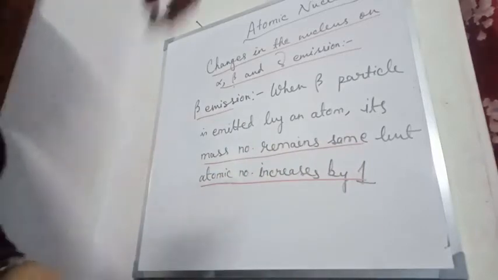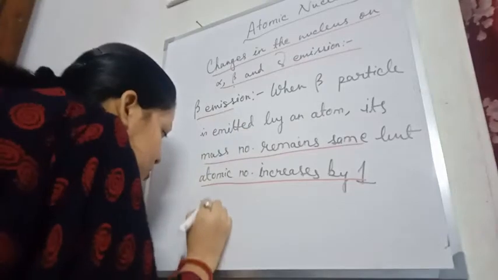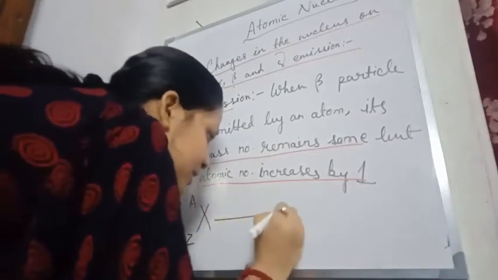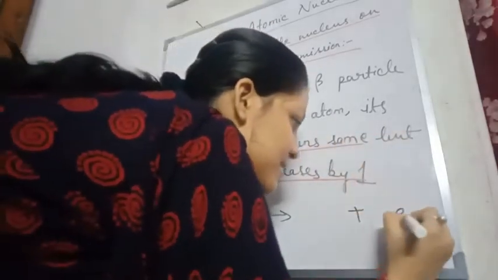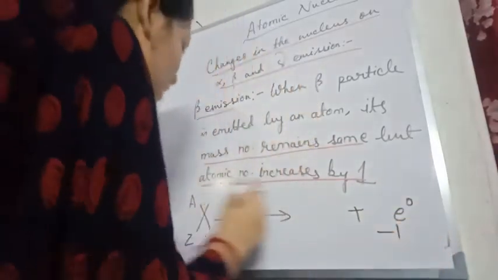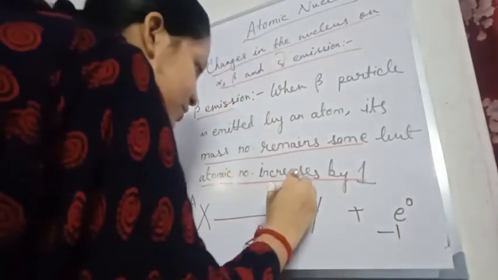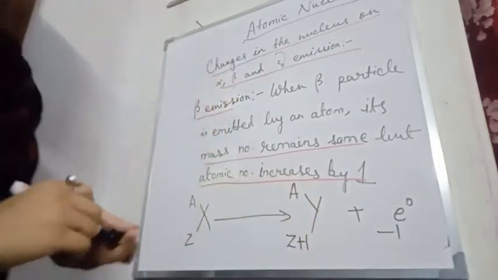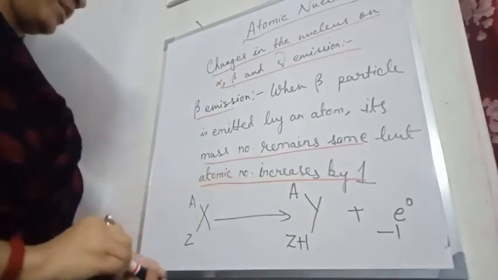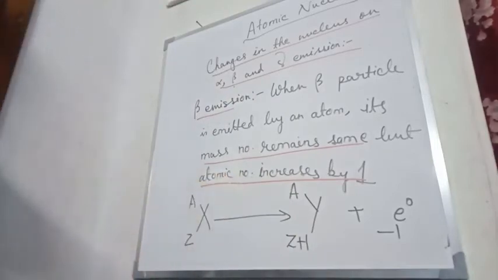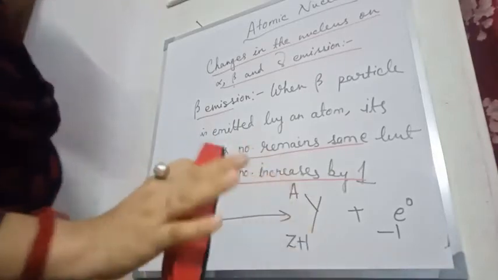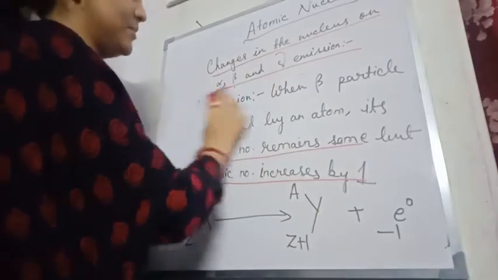Let's see the general equation. Here also we take an element X. A is the mass number, Z is the atomic number. It will give you beta particle. What is a beta particle? What is the symbol of a beta particle? It is basically an electron. We get a new element Y, so mass number will remain as A. Atomic number gets increased by 1, so Z plus 1. This is the general form. Here X is the parent element or atom and Y is the daughter atom. Okay, let's give an example.